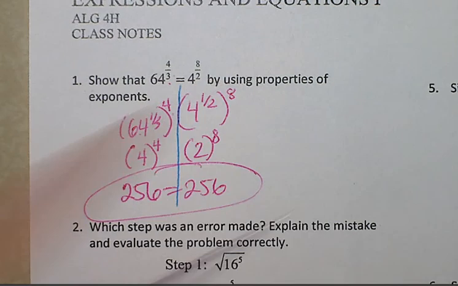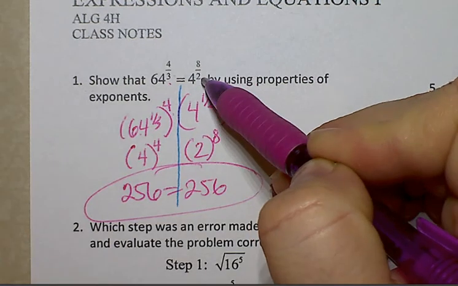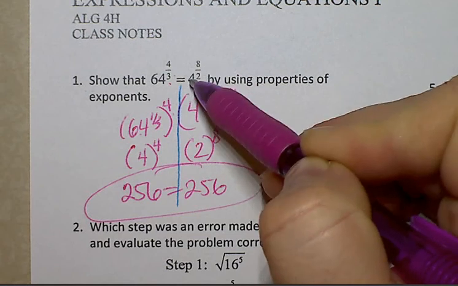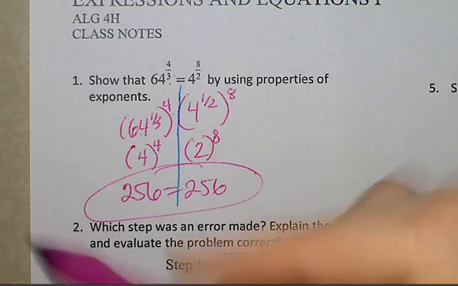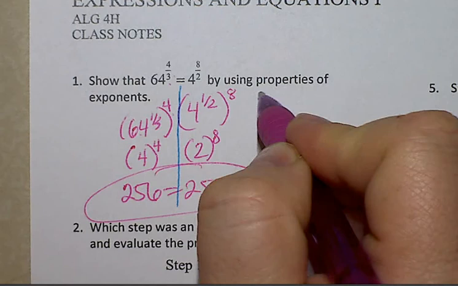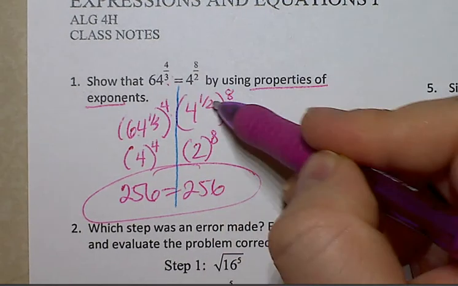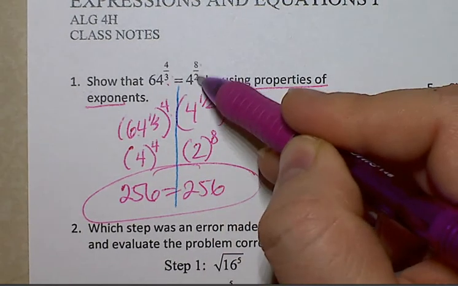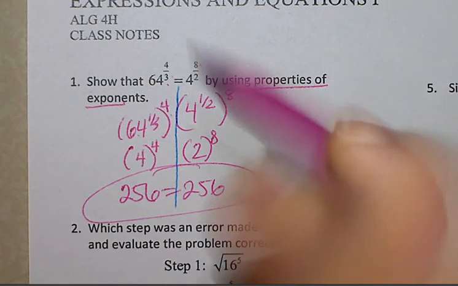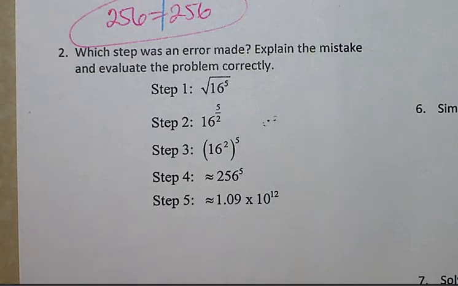Somebody in a previous class asked a great question. They said, why can't I just reduce 8 divided by 2 to 4 and then plug in 4 to the 4th on the calculator? And the reason why is because you have to use properties of exponents, which shows you understand how rational exponents work. That's the reason why. Okay, so that is like number 1 from your homework.